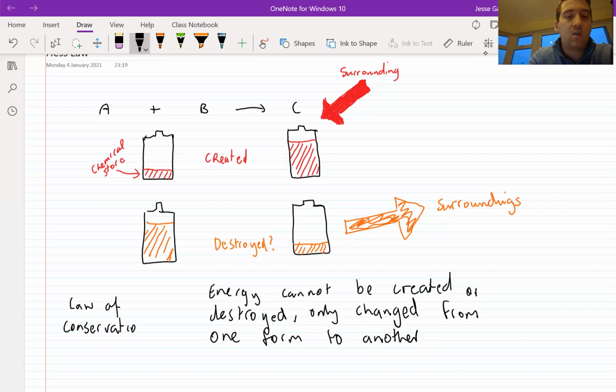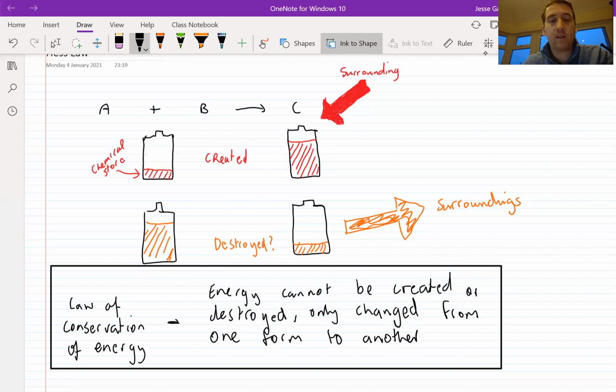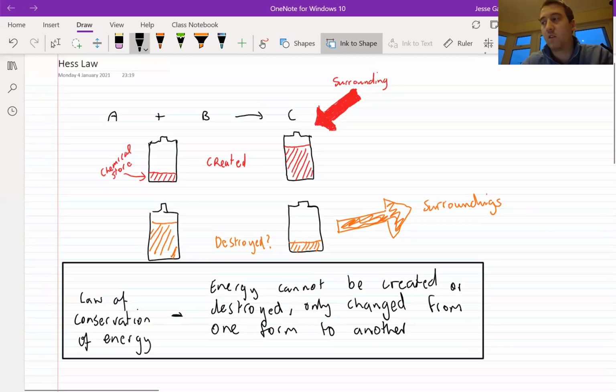And it's a law because it's always true. There's nowhere in the world where this has proved to be incorrect. And it has been tested over and over and over again. And it becomes known as a law. So a law is something which is tested over and over again, and it's not proven to be incorrect. So this is the law of conservation of energy.